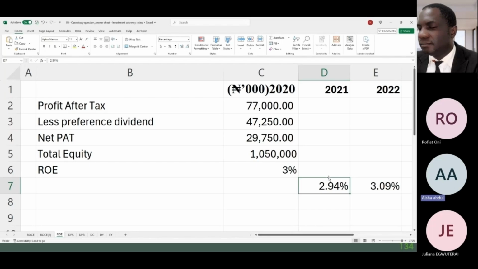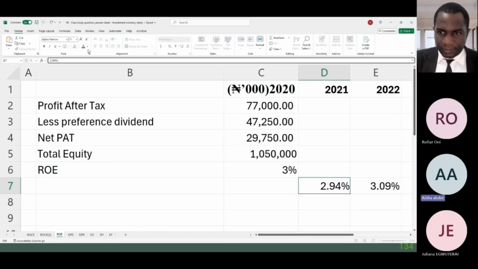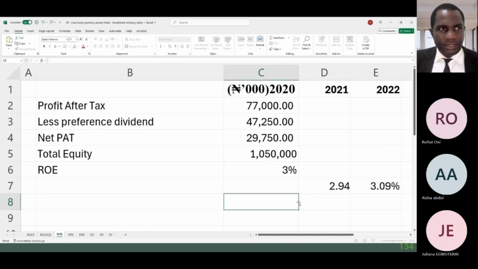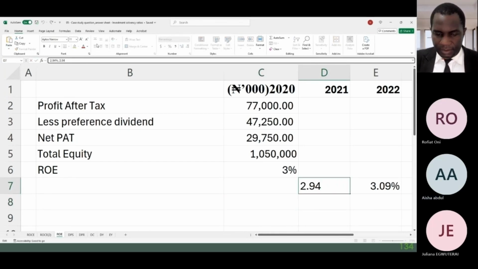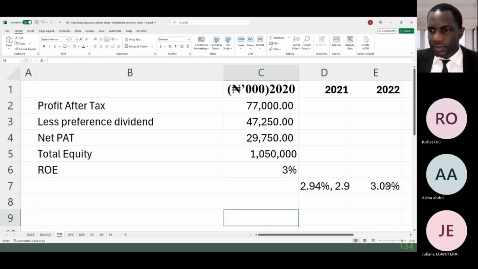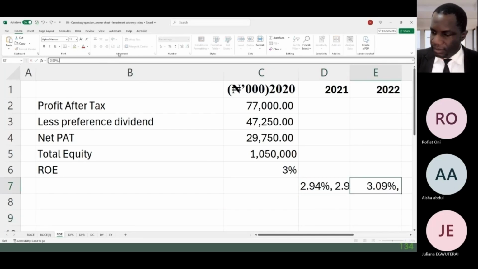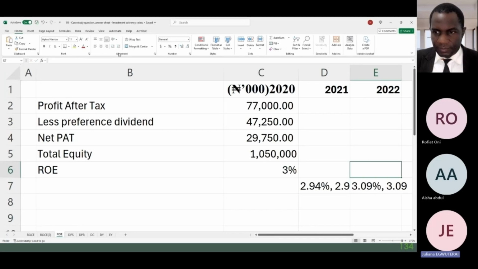My answers are the same as that figure. 2.94% and 3.09. Okay, so two people have the same figure. Like I was saying, I didn't know I was muted.